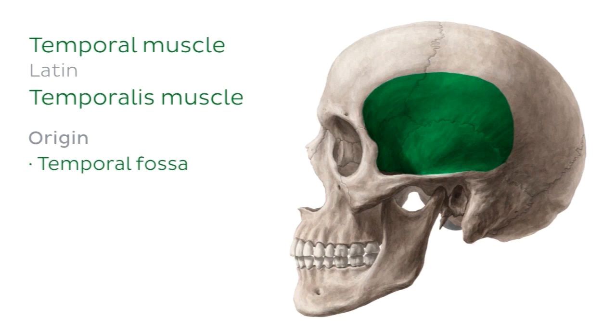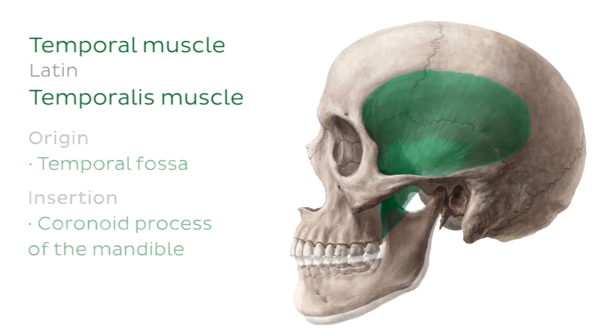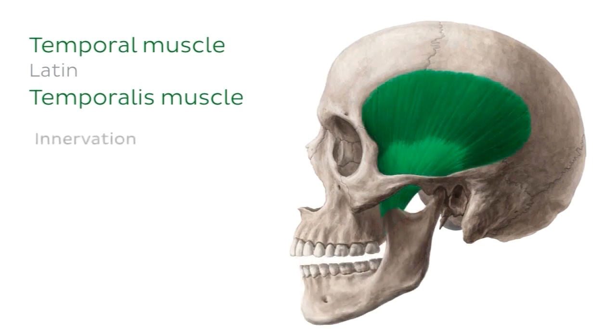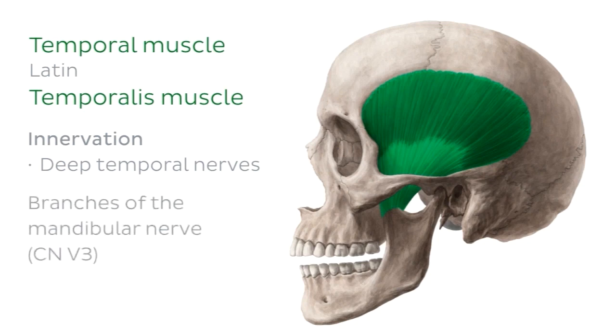The fibers of this muscle then descend through the space between the zygomatic arch and the skull and insert via a thick tendon on the coronoid process of the mandible. The temporal muscle is innervated by the deep temporal nerves, which are branches of the mandibular nerve, the third division of the fifth cranial nerve, the trigeminal nerve.